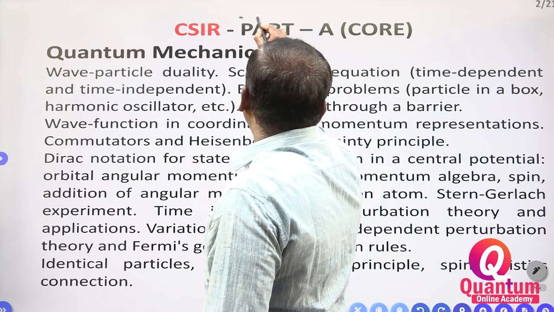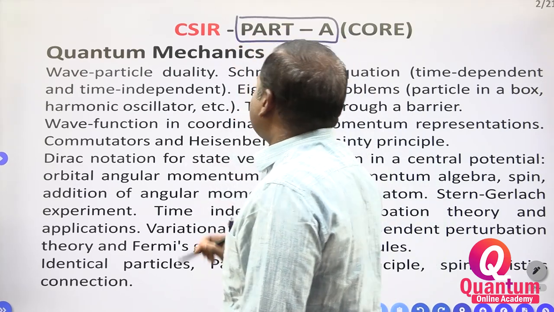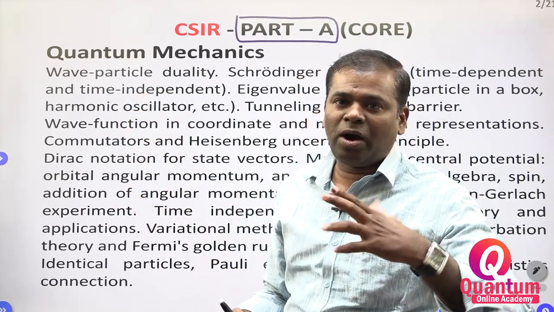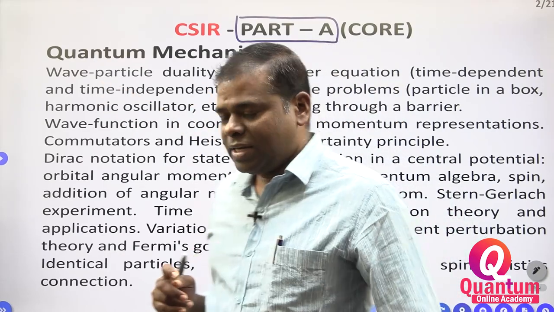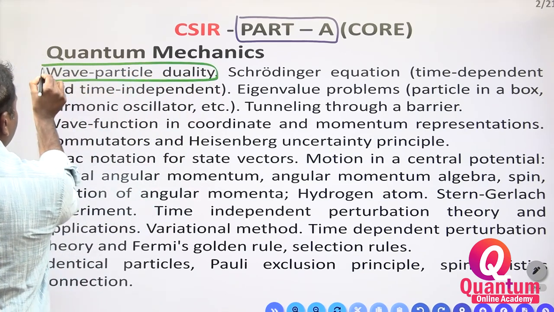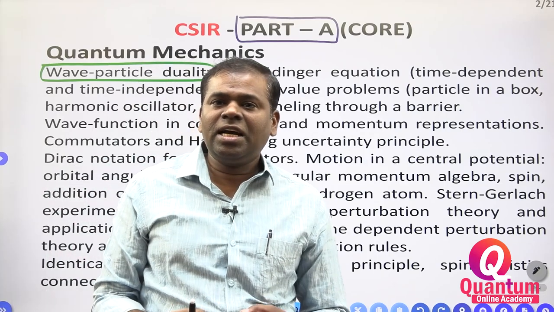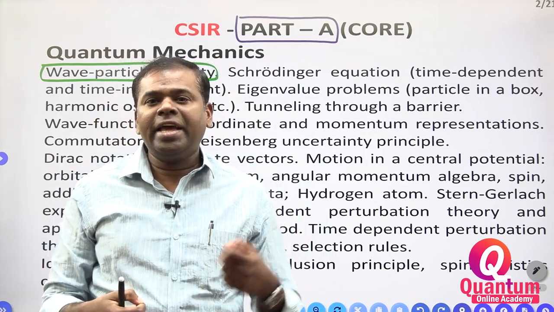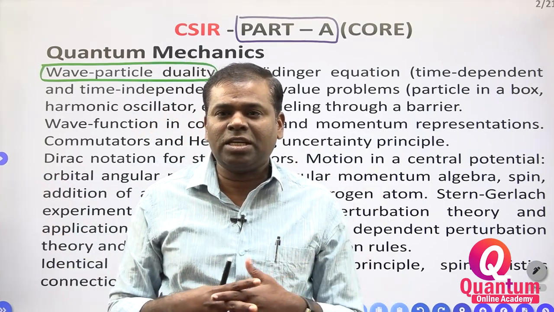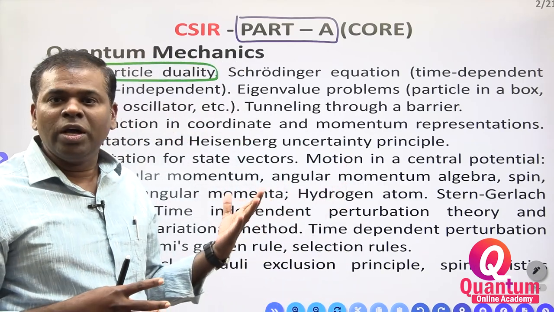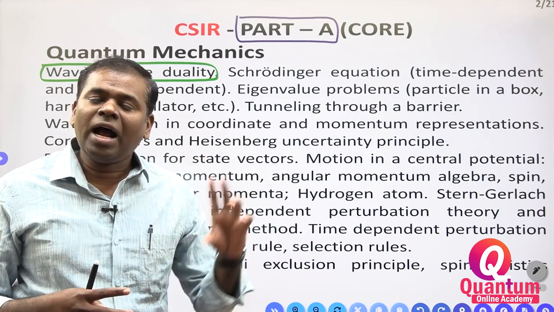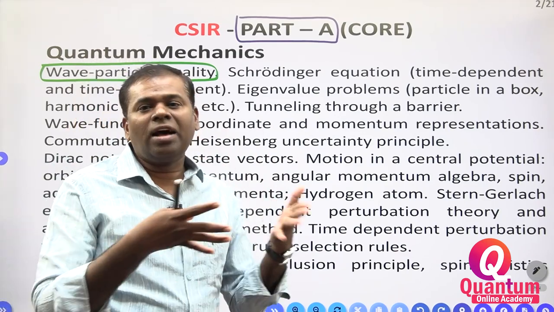Part A, the CSIR core syllabus. Already I segregated this also into 10 parts. First, wave particle duality. Here any entity has both wave nature and particle nature. The scientist De Broglie introduced this wave particle duality, and he got the Nobel Prize also. He used Einstein's E equals mc squared and Planck's law, and he derived another law. That law we have to discuss now.